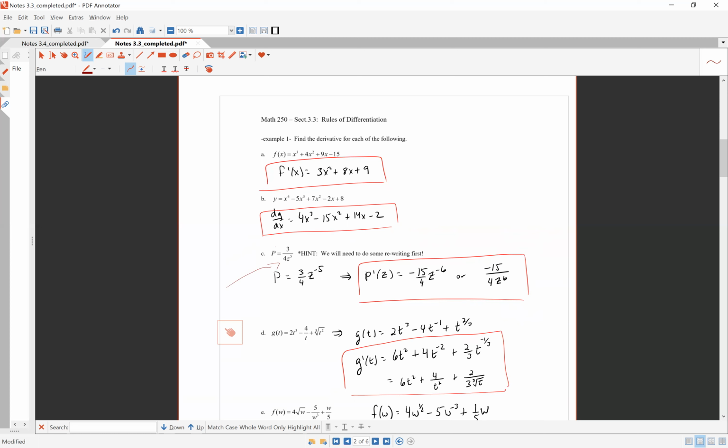Yeah, so the derivative of 3/4 z to the negative 5. Again, you just drop down the 5, and you subtract 1 from negative 5, and you get negative 6. All right. And then typically, in the end, you don't want to write the answer with a negative exponent. So if you see there at the end, it's negative 15 over 4 times z to the 6.